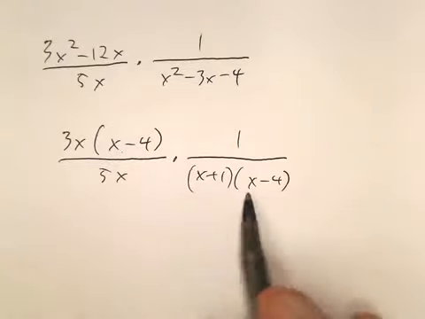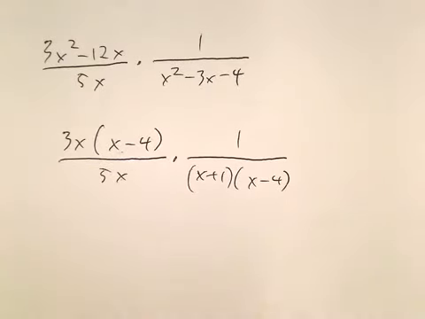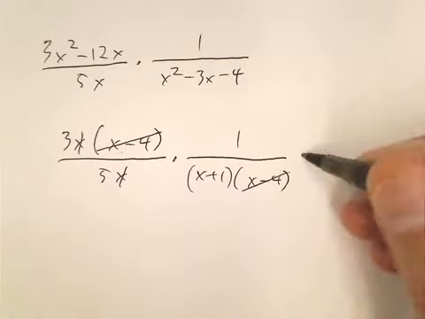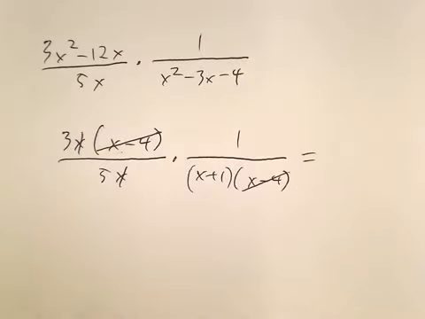The x minus 4 and the x minus 4 match. The x and the x also match. So the x and the x will cancel out. The x minus 4s will cancel out. And what am I left with? The only thing left in the numerator, oh yeah, sorry, I got a little ahead of myself. Go ahead and write your answer out.